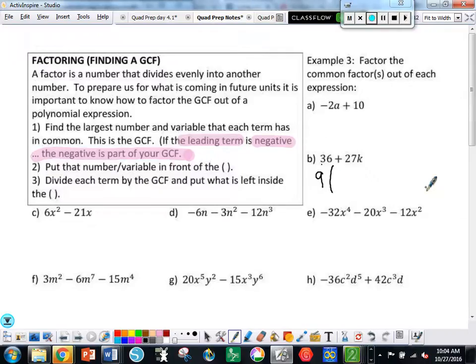You put that number or variable in front of the parentheses, like this. And then we're going to take each of these terms and divide it by 9. So 36 divided by 9 is 4. And when we divide polynomials by numbers, you do the numbers first and then you do the variables next. So 27 divided by 9 is 3. And then there's no case to divide, so I can just put a K right there. So we have undone the distributing, right? Yes?